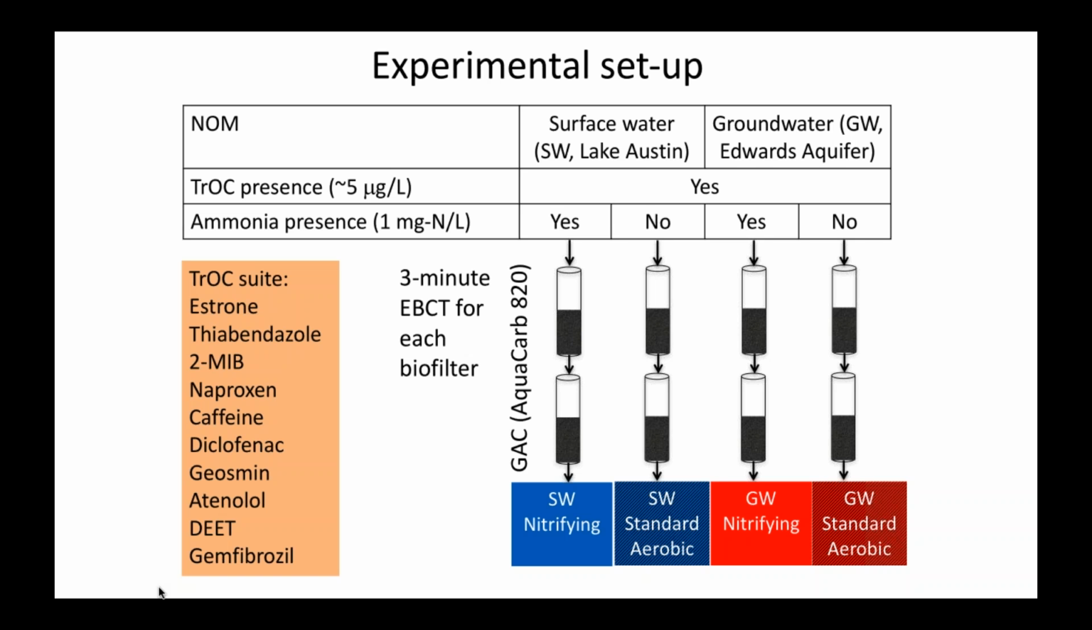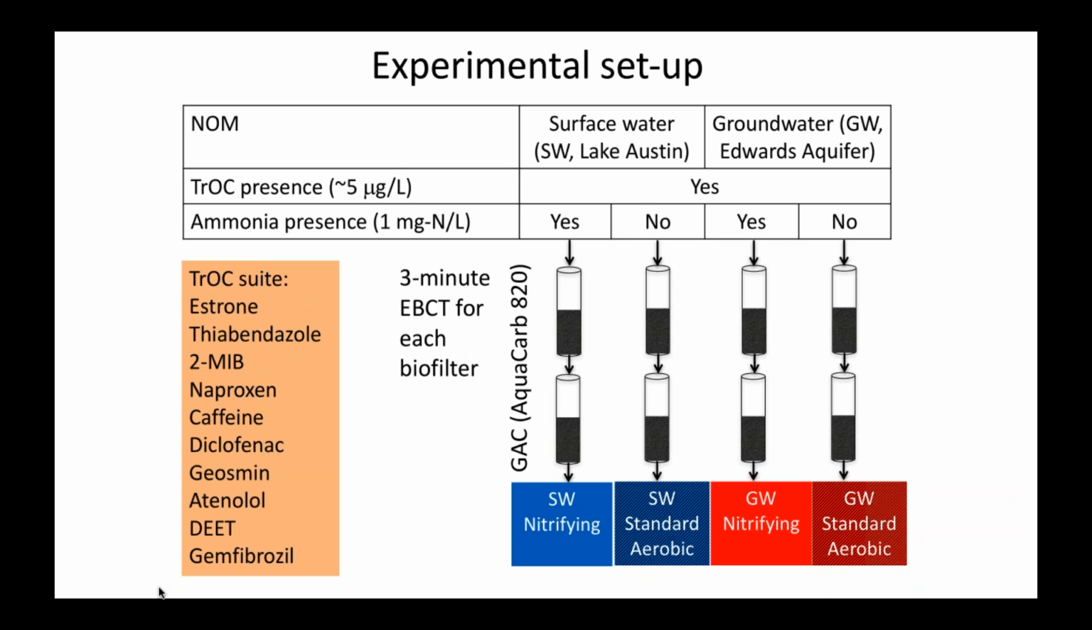So what we did is, ahead of the experiment, we concentrated all of the NOM that we would need for the entire experiment, and then twice a week we reconstituted this NOM to the same concentration each time. And then in one of the surface waters and one of the groundwater feeds, we had ammonia, so these were the nitrifying biofilters, and then in one of each there was no ammonia, so these were the standard aerobic biofilters.